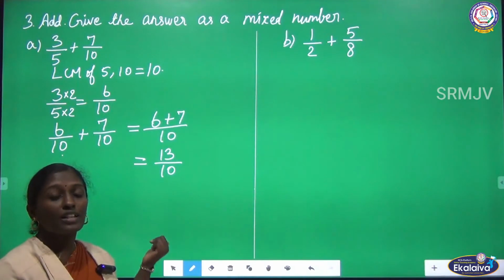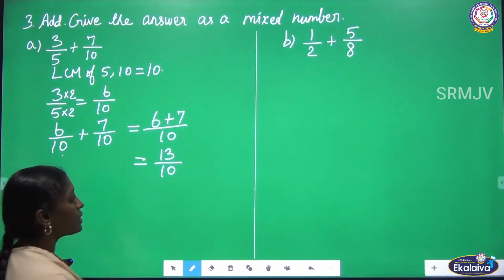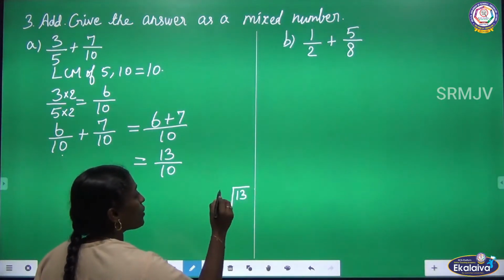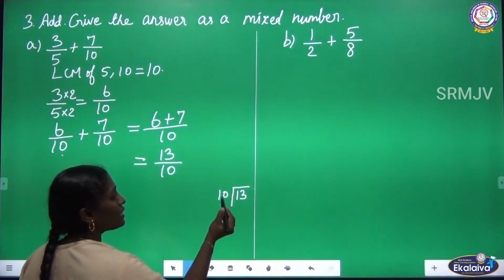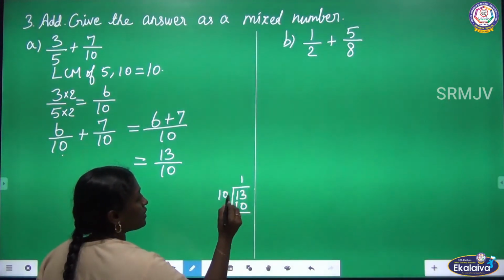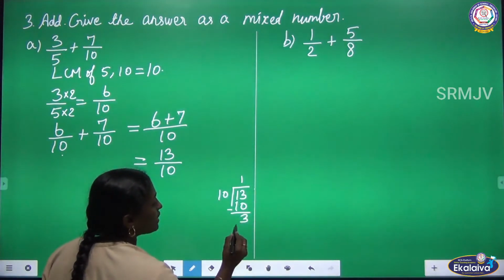So this is an improper fraction. So we are going to convert it into a mixed number. For that we have to divide the numerator by the denominator. In 13, only one time 10 is there. 1 times 10 is 10. We have to subtract 13 minus 10, that is 3.